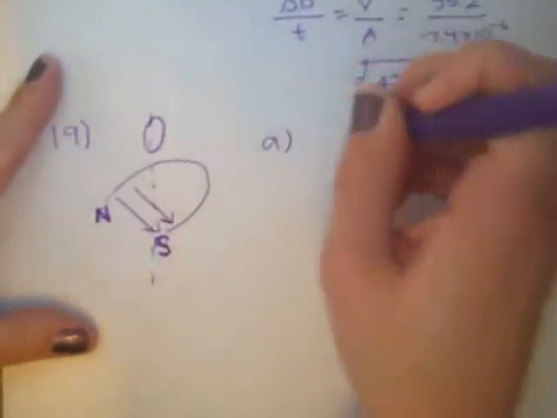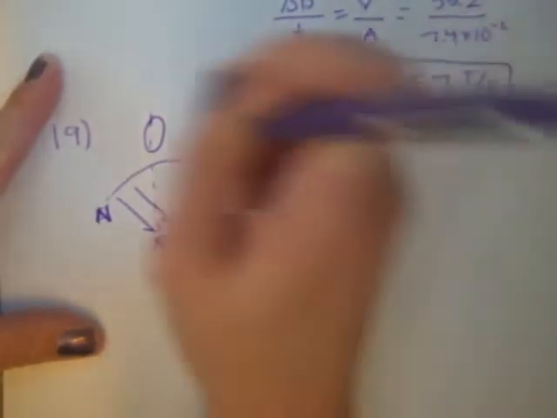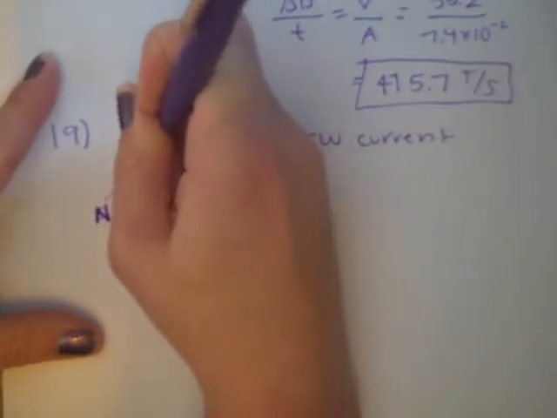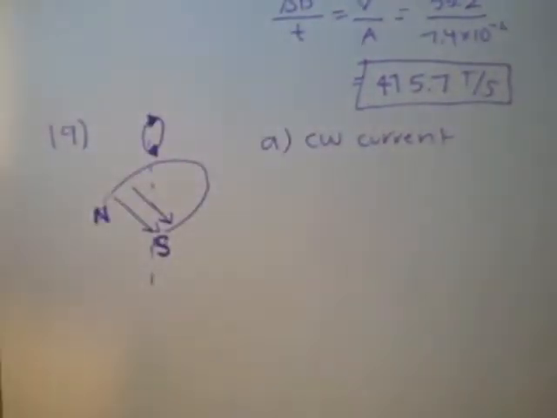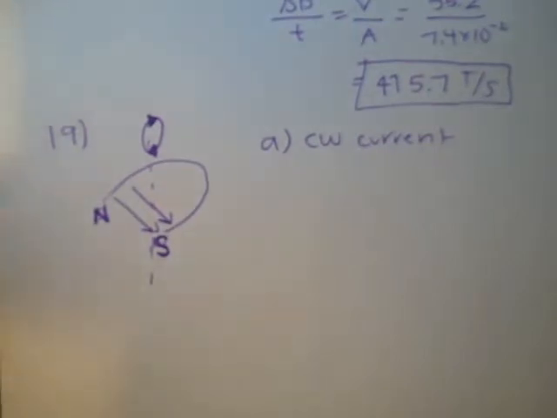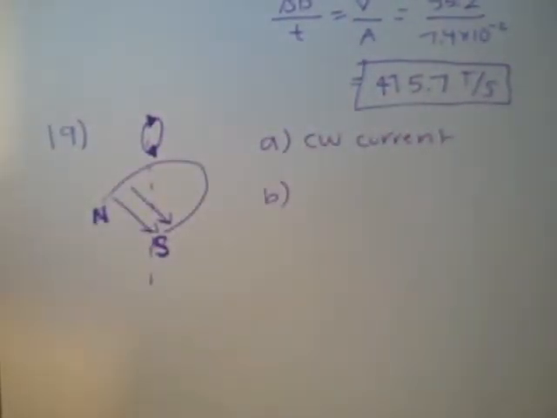So for part A, you would want a clockwise current that would go something like this. Again, the reason for that is if you use your right hand rule with your fingers curling clockwise, your thumb will kind of point into the page in the left, which will oppose this increasing magnetic field when you are moving the ring down. Part B then wants to know if the loop is being lowered below the magnet.